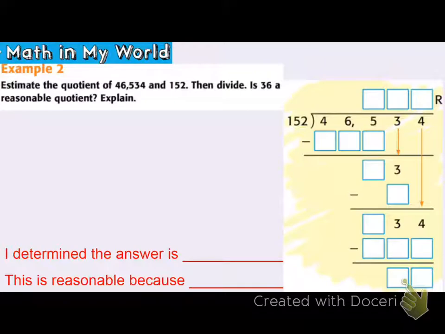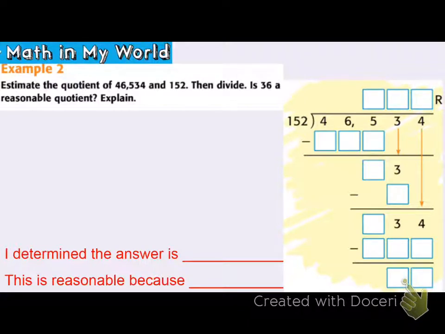All right, let's go ahead and try example 2, Math in My World. Estimate the quotient of 46,534 and 152. Then divide. Is 36 a reasonable quotient? Explain. So we're going to try to figure out, is 36 a reasonable answer or no?